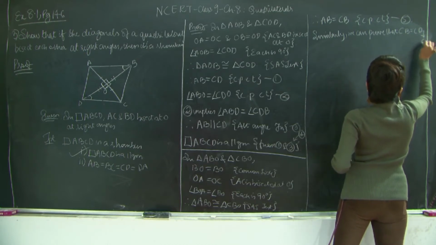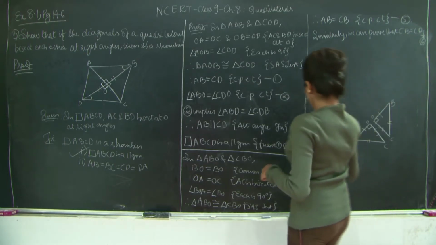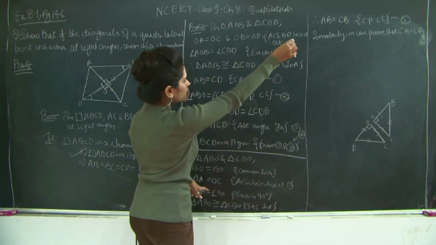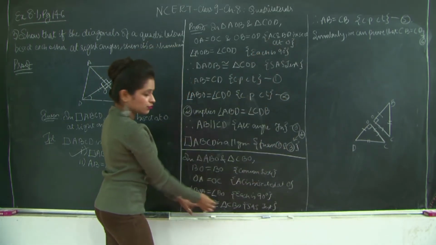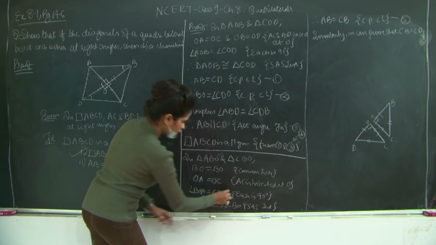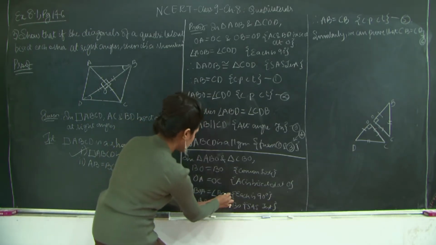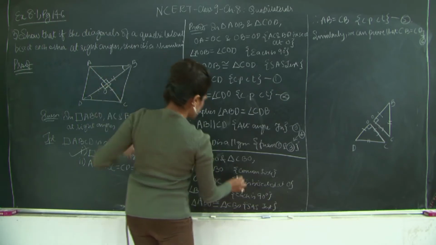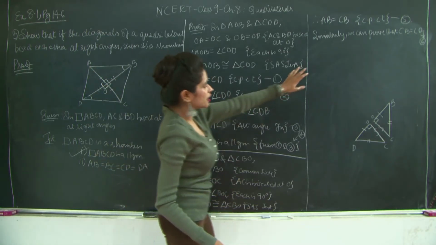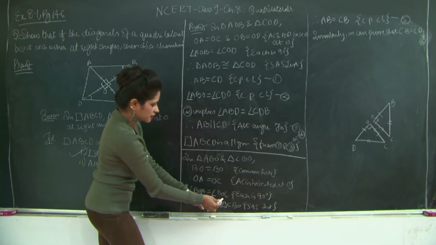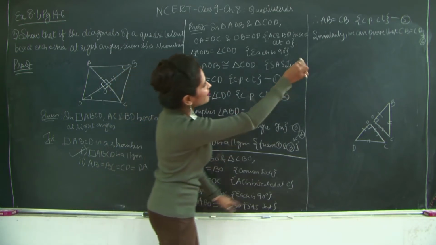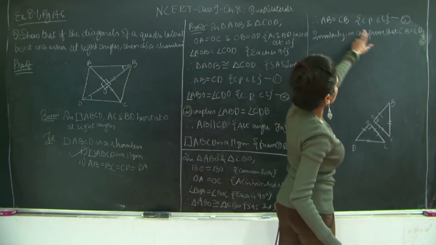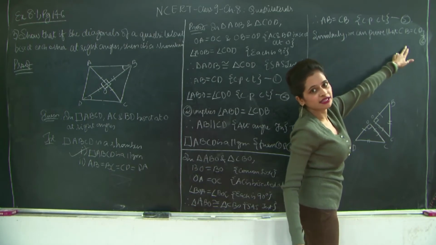Let's mark this statement as 6. So we have proved AB is equal to CB using these two triangles. We have missed out something over here, BOA and BOC. Okay. Now if you notice 5 and 6, you have AB is equal to CB, and in 6 you have CB is equal to CD.